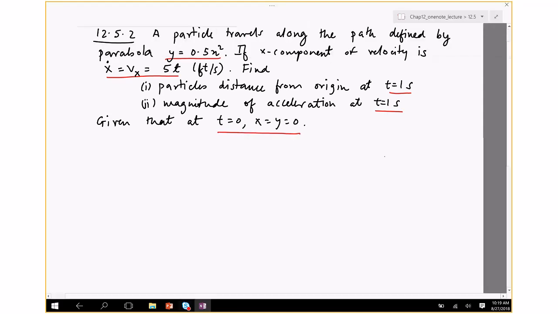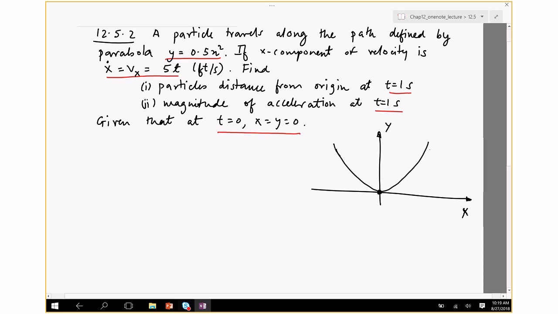So let's see what's going on here. You're told that the particle travels along the path defined by a parabola, so I'm going to draw that parabola. Initially, it starts from the origin, the parabola passes through the origin. This is x, this is y, and then for every y value there are two x values. It means that the parabola is like this.